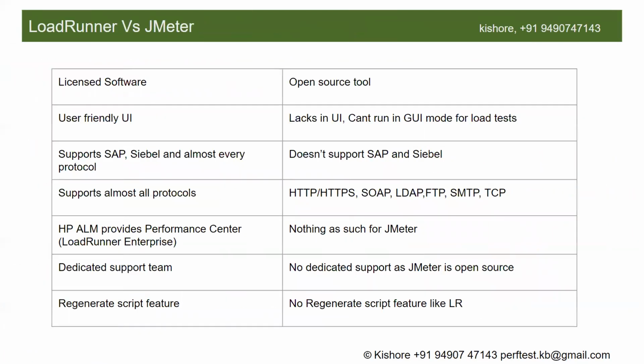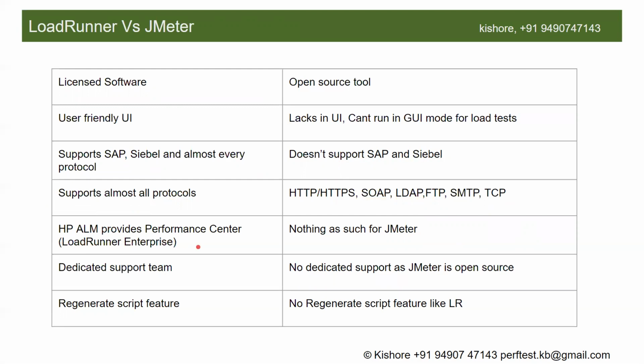In this slide, let us quickly compare Loadrunner and JMeter, right? Loadrunner, as you know, is licensed software. JMeter is an open source tool. Loadrunner has a user-friendly UI, right? And JMeter lacks in UI and can't run in GUI mode for load tests particularly, right? Loadrunner supports SAP, COBOL, and almost every protocol. Of course, JMeter doesn't support SAP and COBOL. As I mentioned, Loadrunner supports almost all protocols, whereas these are the protocols supported by JMeter.